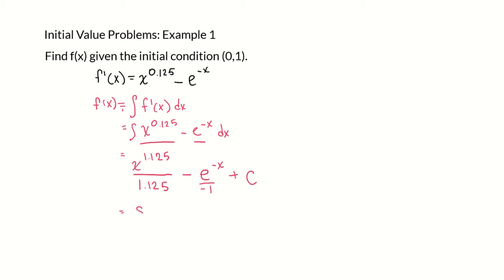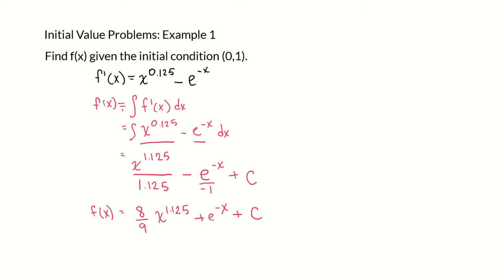Simplifying this, this is 8 over 9 x to the 1.125 plus e to the negative x, because these negatives cancel out, negative 1 divided by negative 1. So this is our general form for f of x.